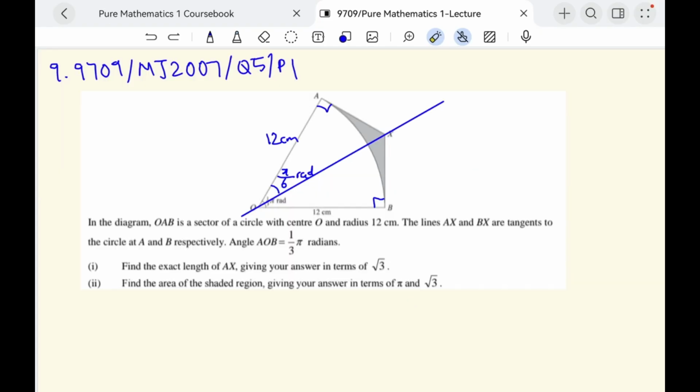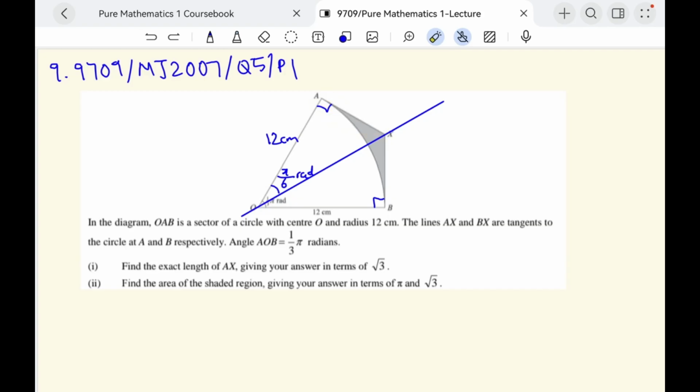Okay, let's move on to question 9. This is also a puzzle question, which is 9709, May June 2007, question 5, paper 1. These drawings are for your understanding, analyzed from the question over here. Alright, so find the exact length of AX. So how to find AX?